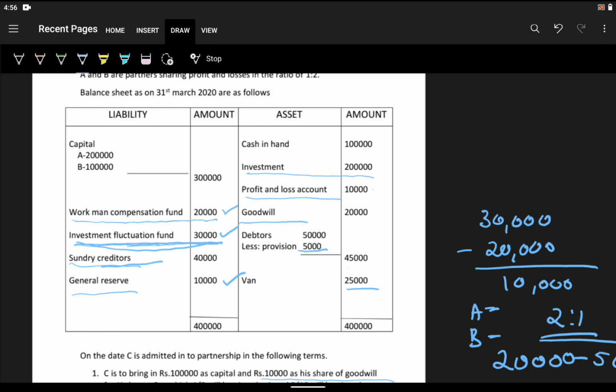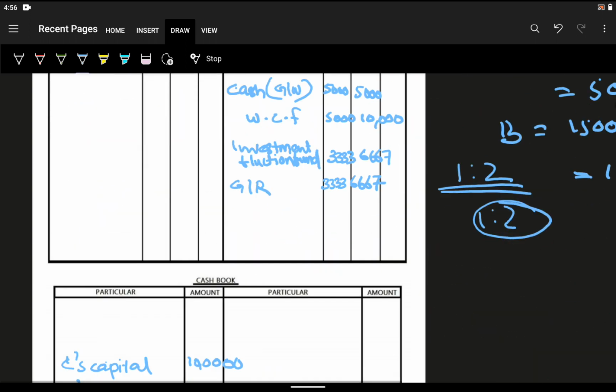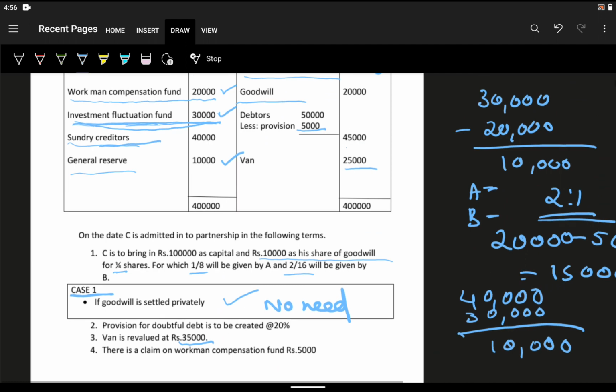In the asset side there is a profit and loss account 10,000. So if it is coming in the asset side, that means credit side, we will write it in the debit side of partners' capital account. I already told you. Okay, debit side of partners' capital account. So profit and loss account we'll write here, 3,333 and 6,667, profit and loss account.